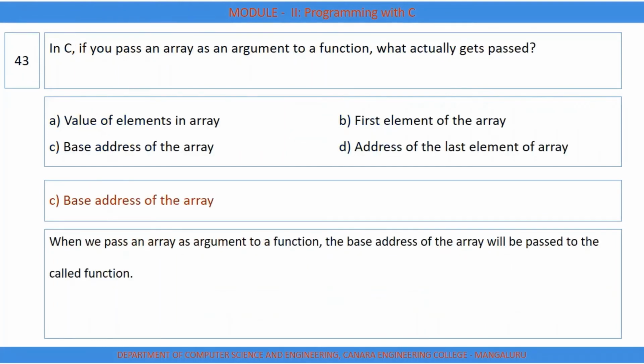In C, if you pass an array as an argument to a function, what actually gets passed? Option A, value of elements in array. Option B, first element of the array. Option C, base address of the array. Option D, address of the last element of array. Answer is option C, base address of the array. Base address means it is the address of the first element of the array. That is the location of the first element of the array in the memory.